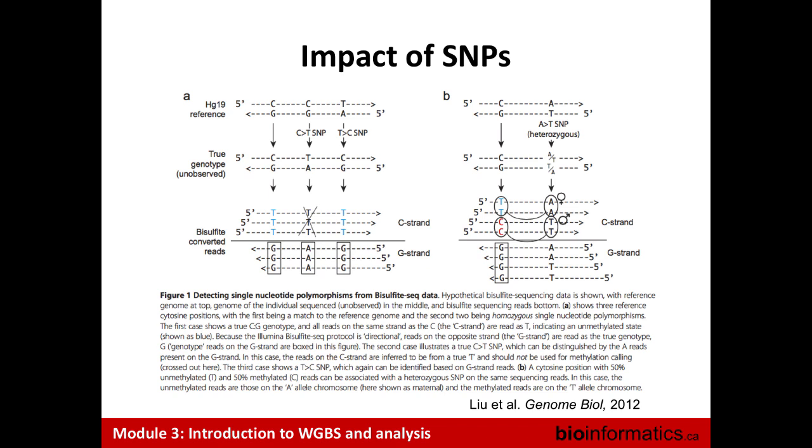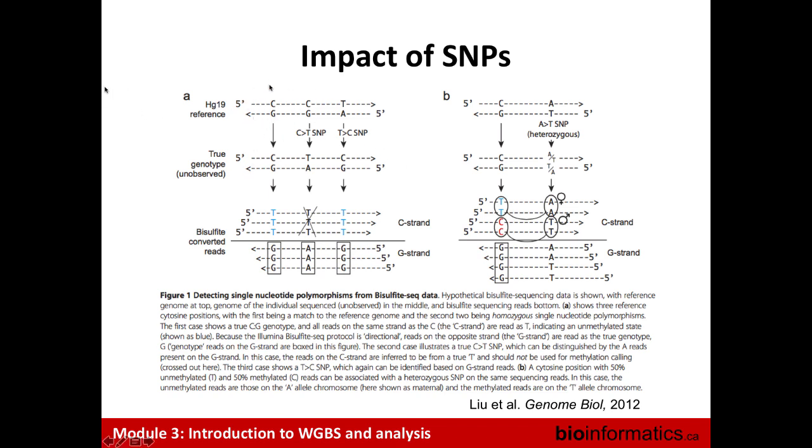That makes sense. So there's lots of SNPs. There's lots of SNPs in the genome, right? There's lots of places where, on top of the fact that you've sometimes converted a C or not converted, you've got differences. So this slide is to show that a little bit and show the impact of that.